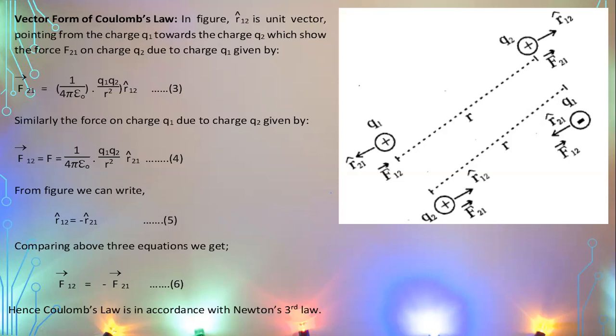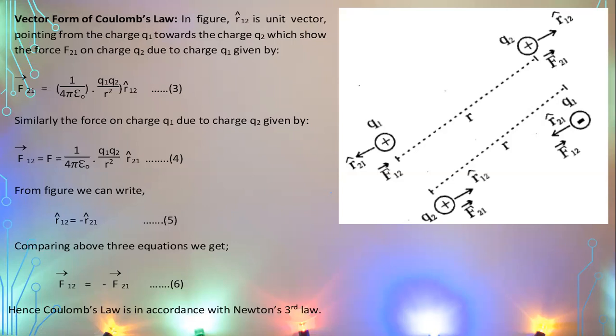So if these two charges have a distance between them, and a unit vector R is used, this unit vector shows the direction of the force when it is acting from charge Q1 to Q2, or if it is acting from charge Q2 on charge Q1. And this R12 with a cap shows the direction of the force acting between the two charges.